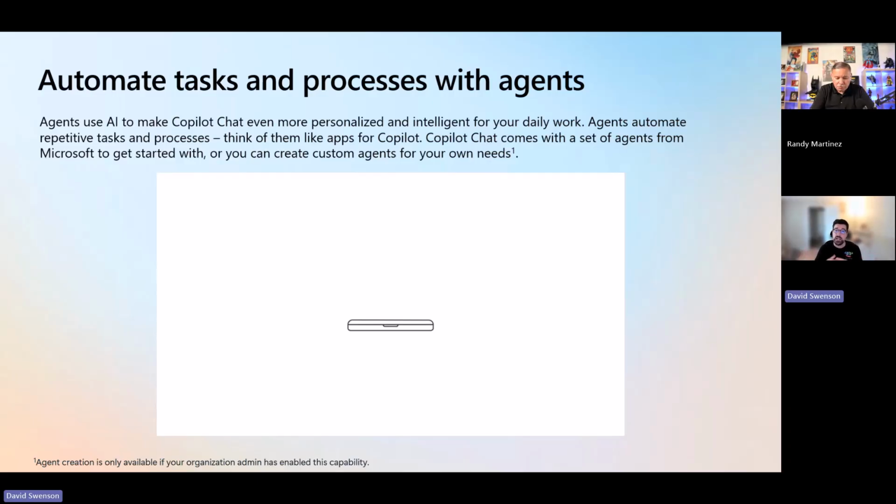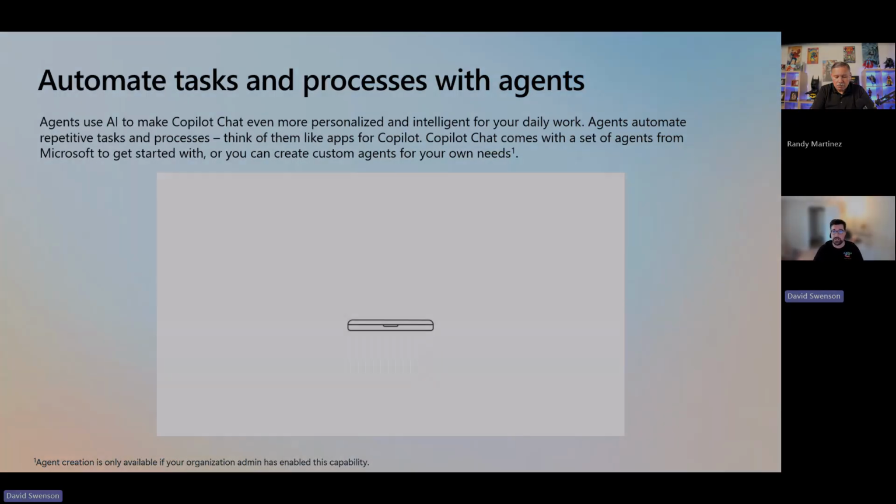connected to Copilot. If you've ever worked with something like If This Then That, Power Automate, the Power Platform, or just connecting things in workflows, anything that you can connect to with an API can also be connected to an agent to further enhance its knowledge.